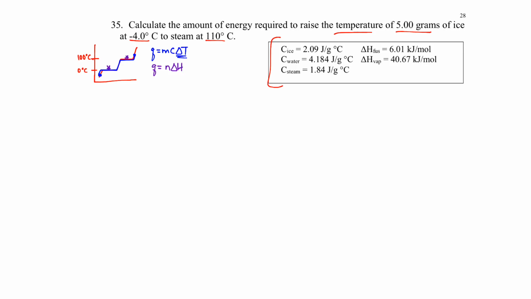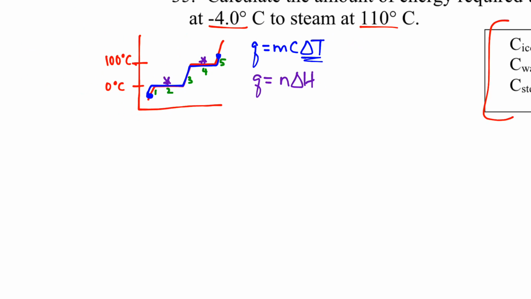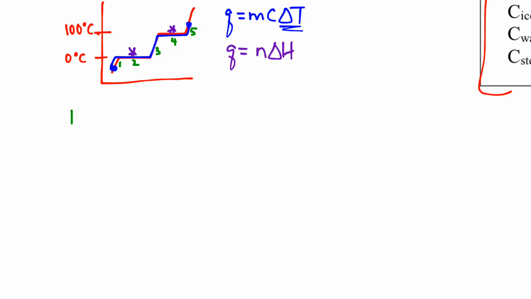Okay, so starting with phase 1 here, let me just number these quickly. So this would be step 1, step 2, step 3, step 4, step 5. Okay, so starting with step 1. Step 1, we are on a diagonal, so we're using the temperature change equation, Q equals mc delta T.